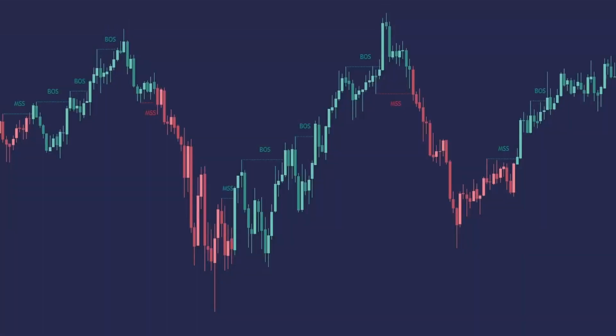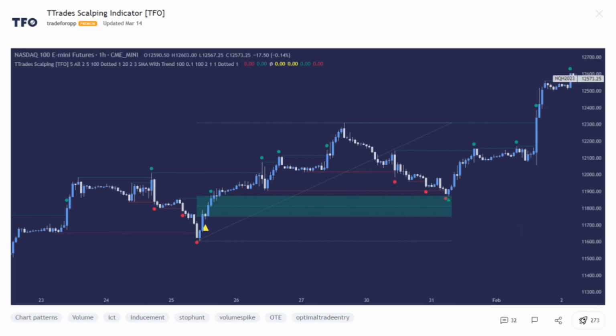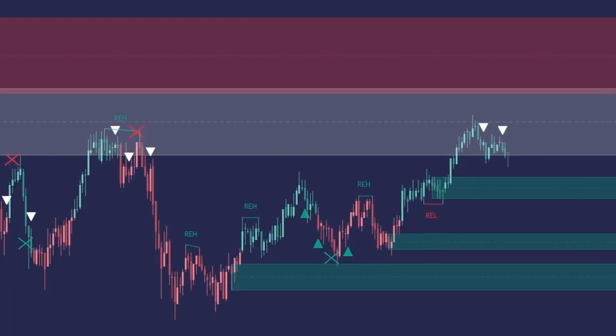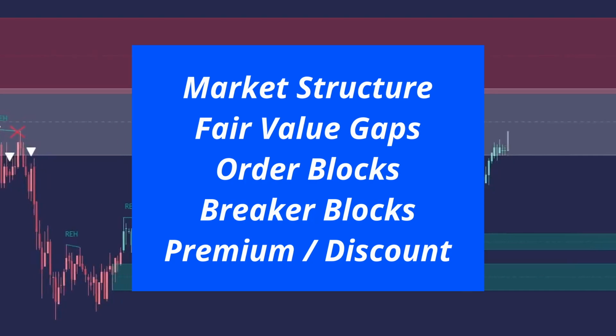In this video I want to give a quick first look at some of the main features. So currently we have 3 indicators. We have Smart Money Essentials, Smart Money Add-Ons, and the TTrades Scalping indicator. The first and by far the biggest indicator is Smart Money Essentials. You can think of this as the brain of all 3 as it contains some of the most popular smart money concepts.